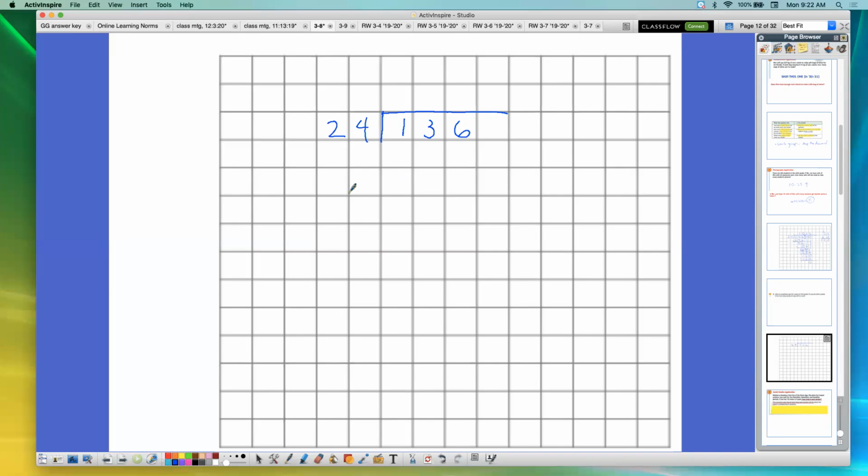All right, so 24 does not go into 13. It's too big. So I need to figure out how many times 24 is going into 136. Well, again, I know 24 is close to 25. So if I do my quick mental math, 25 times 5, I know is 125. So I'm going to do 24 times 5. And we just did that number, luckily. So we kind of know what that is.